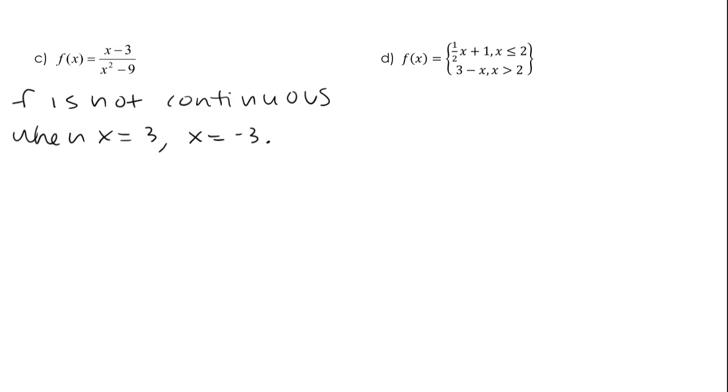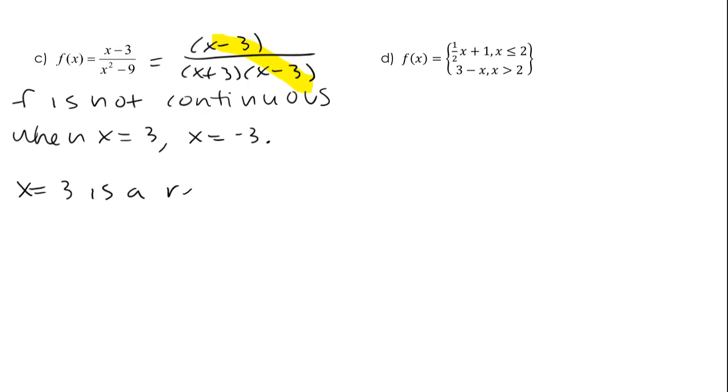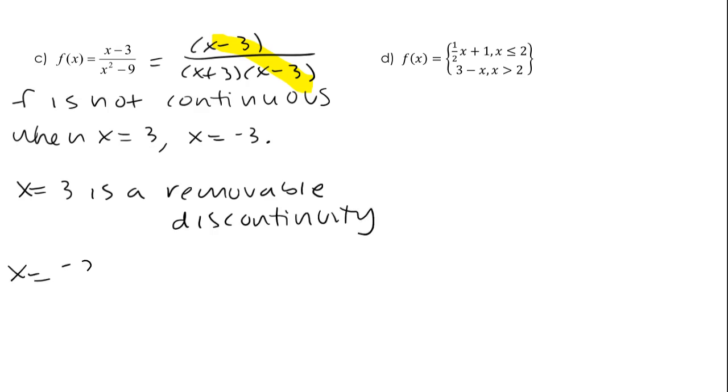Then we have to classify these. So let's rewrite this as x minus 3, and then x plus 3, x minus 3. Do you see right here that these cancel out? What value created that to be a 0 in the bottom? And that would be x equals 3. So x equals 3 is a removable discontinuity. And x equals negative 3 is a non-removable discontinuity.